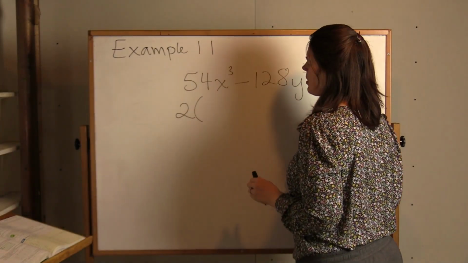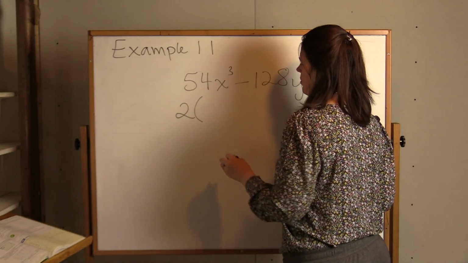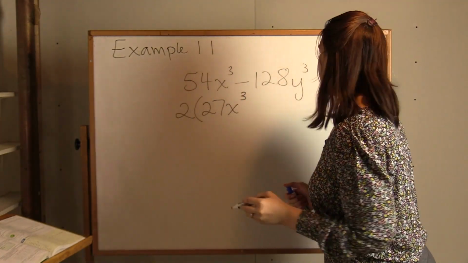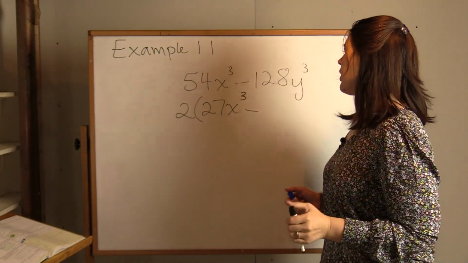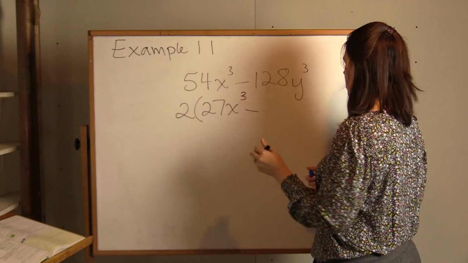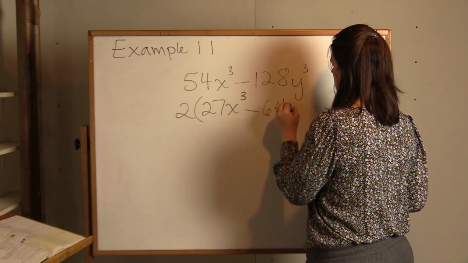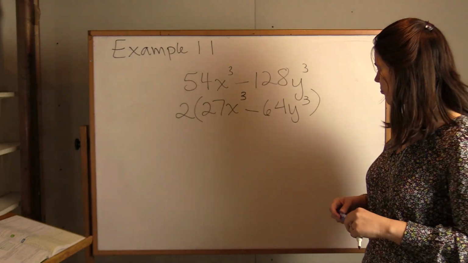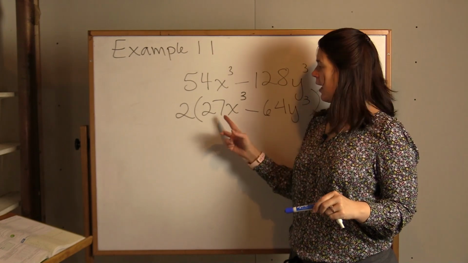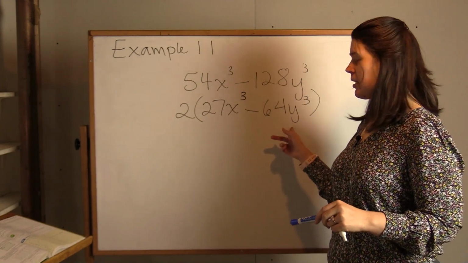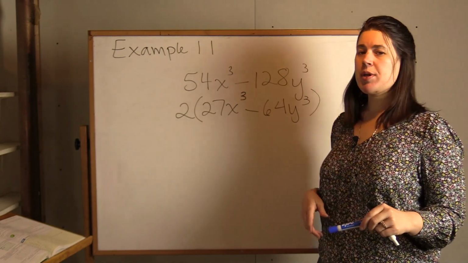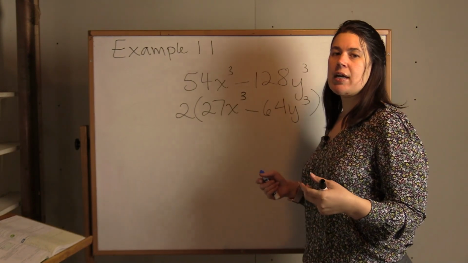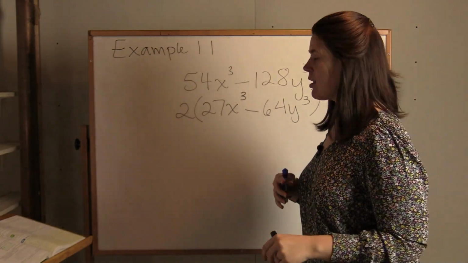So 54 divided by 2 is 27. And then the x to the third stays, the minus sign stays. 128 divided by 2 is 64. And here's why this just helped us. By factoring out this 2, I now have a perfect cube minus a perfect cube. Before, 54 and 128 are not perfect cubes. So this actually helped us because now it's allowing us to see that we can continue factoring this problem.